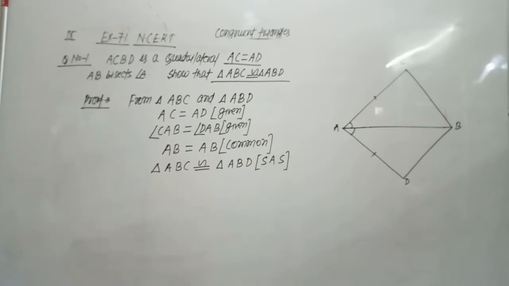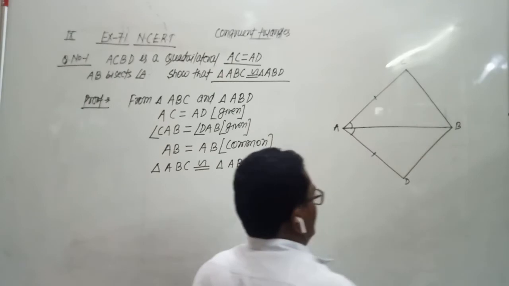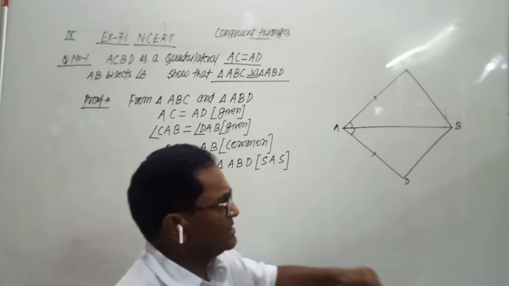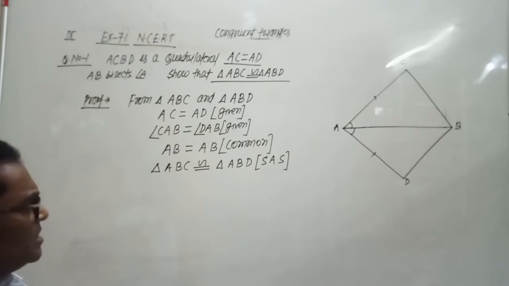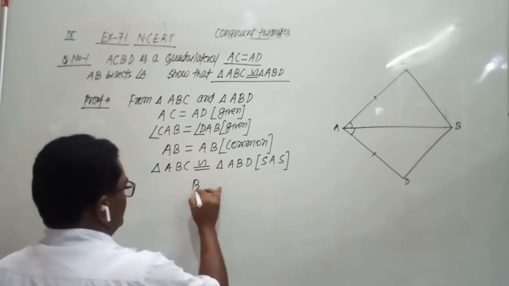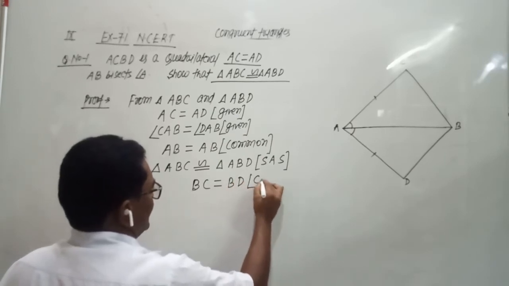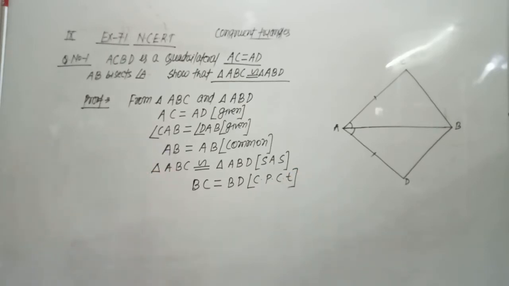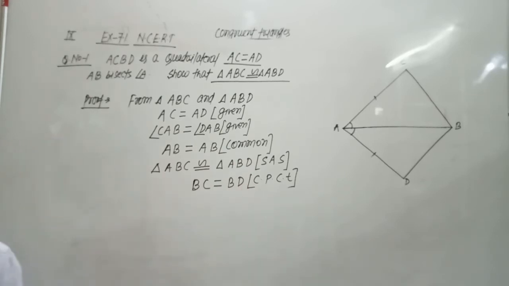And the next part of the question: what can you say about BC and BD? If these two triangles are congruent, then their corresponding sides and corresponding angles must be equal. So we can say that BC must equal BD. And the reason: BC equals BD by CPCT.